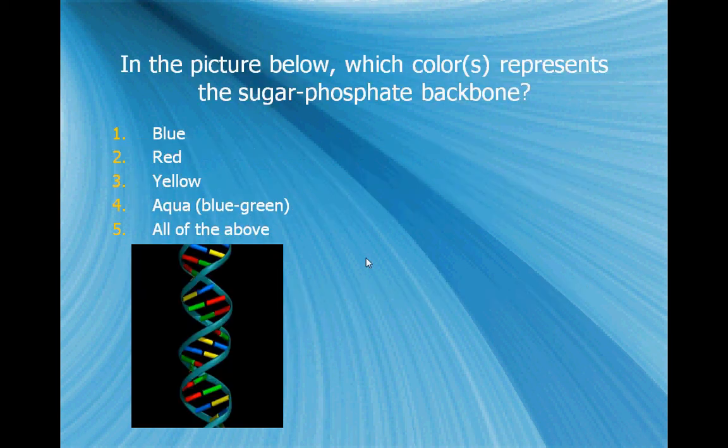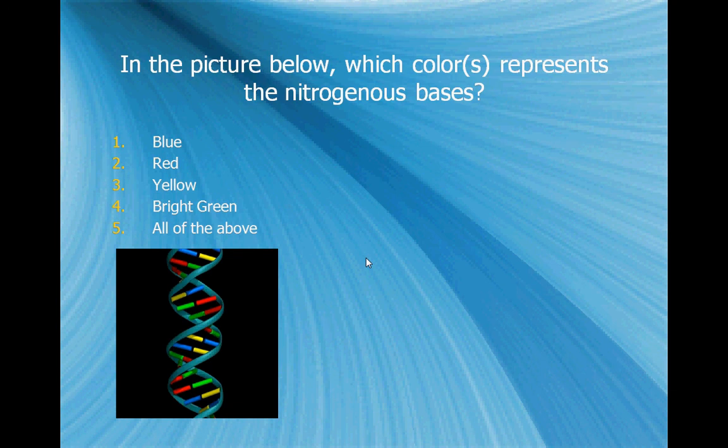So take a look at that picture there, and take a guess. Which of the choices, 1, 2, 3, 4, and 5, represents the sugar-phosphate backbone, or the sides of the ladder or staircase? And again, if you need to go back, you can always go back. Now I'd like you to figure out, in the video or in your book, which color represents the bases. 1, 2, 3, 4, or all of the above.